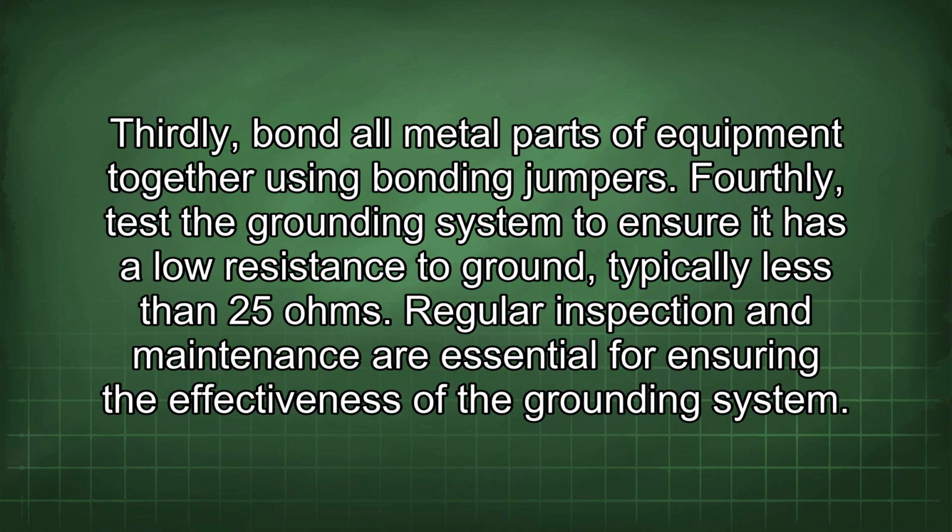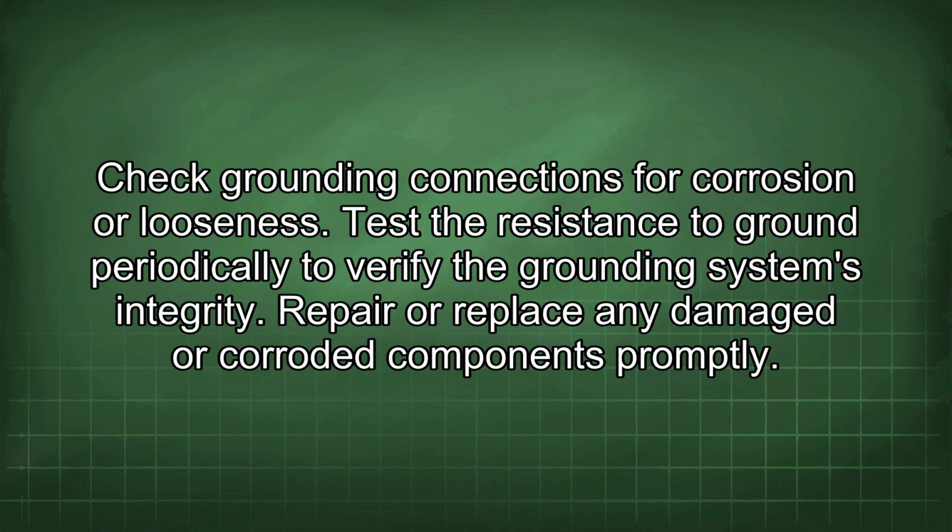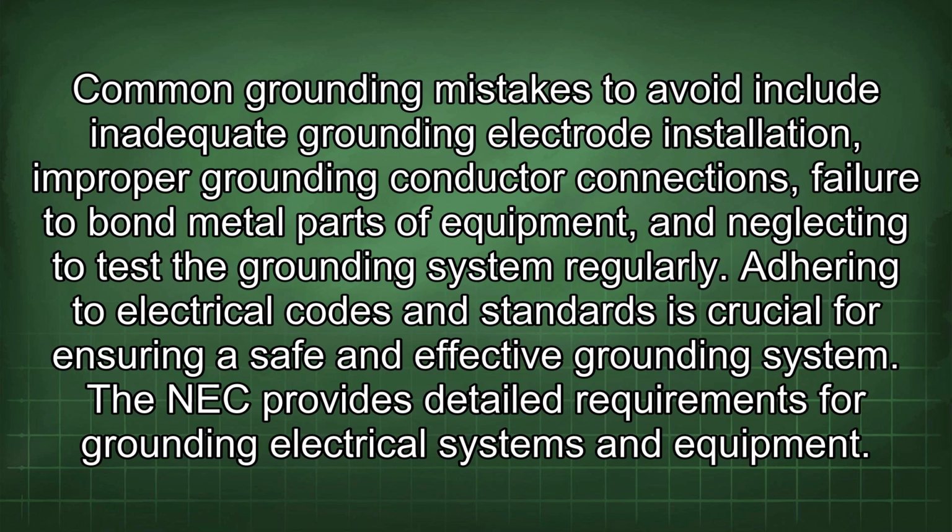Regular inspection and maintenance are essential for ensuring the effectiveness of the grounding system. Check grounding connections for corrosion or looseness. Test the resistance to ground periodically to verify the grounding system's integrity. Repair or replace any damaged or corroded components promptly. Common grounding mistakes to avoid include inadequate grounding electrode installation, improper grounding conductor connections, failure to bond metal parts of equipment, and neglecting to test the grounding system regularly.